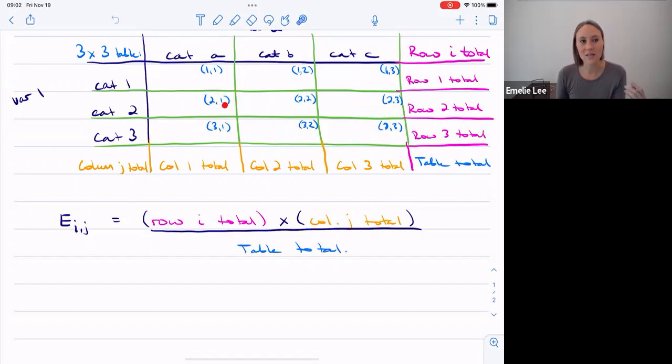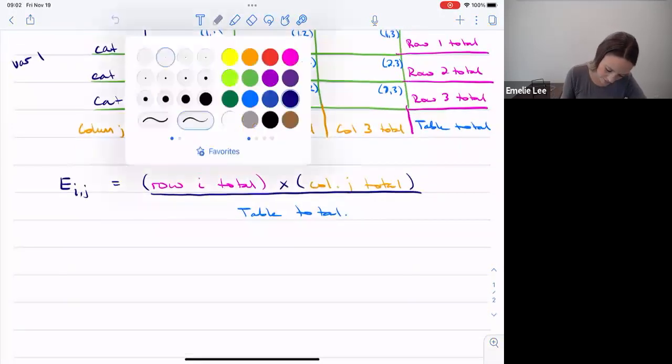What's nice is notice how it takes the row total, and so it really just takes the row total and then times the column total and then divides by the table total. So you don't have to worry about the individual cells necessarily. You're just looking at the totals to get your expected counts, okay?